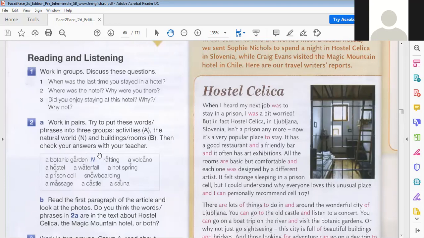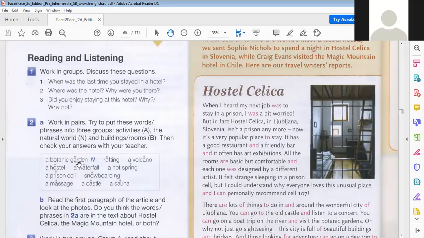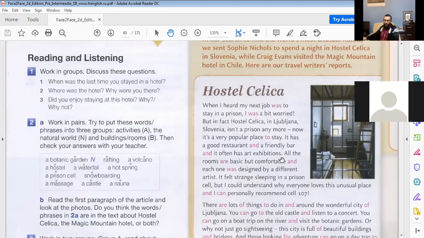Do you get the idea? So instead of a zoo for animals, where you see different animals from around the world, a botanic garden is like a zoo for plants. So you see different kinds of plants from all over the world. Some of the plants are from hot areas, some from cold areas, some from dry areas, some from rainforests. This is the idea.